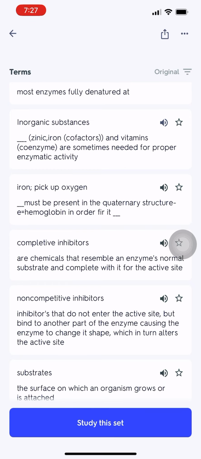Inorganic substances, cofactors and vitamins are sometimes needed for proper enzymatic activity. Iron, to pick up oxygen, must be present in the quaternary structure, for example hemoglobin, in order for it to function.